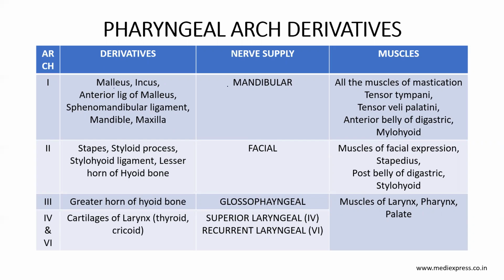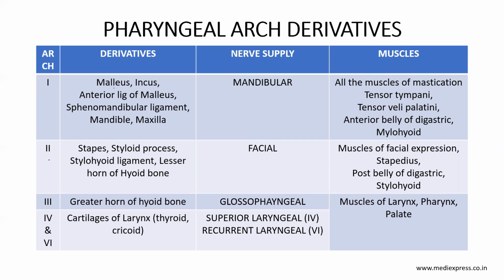And the nerve supply is by the mandibular nerve. Okay, muscles. All the muscles of mastication, the tensor tympani, the tensor veli palatini, the anterior belly of digastric as well as the mylohyoid. These are the muscles which are derived from the first arch.